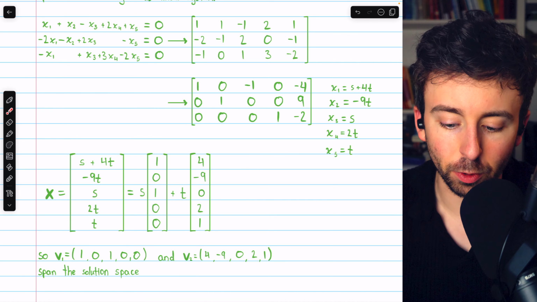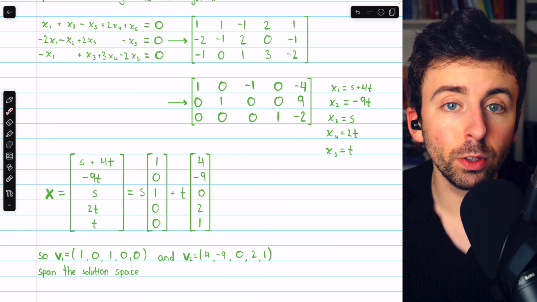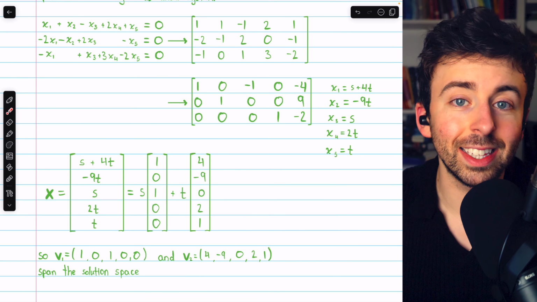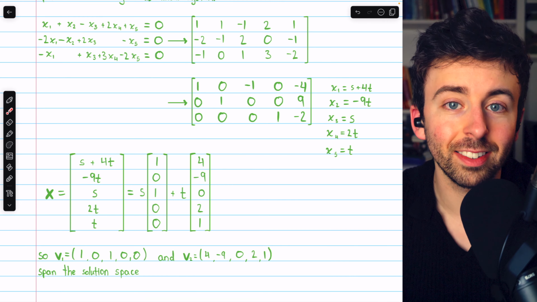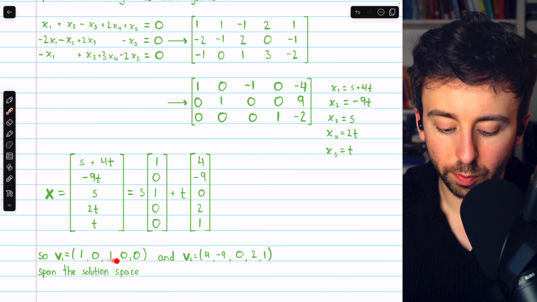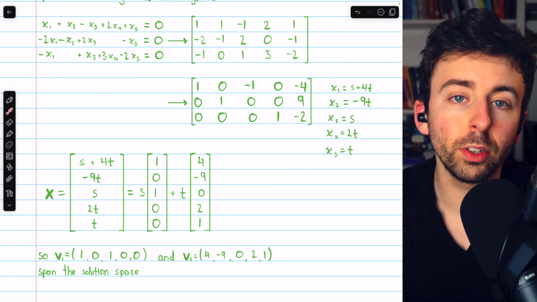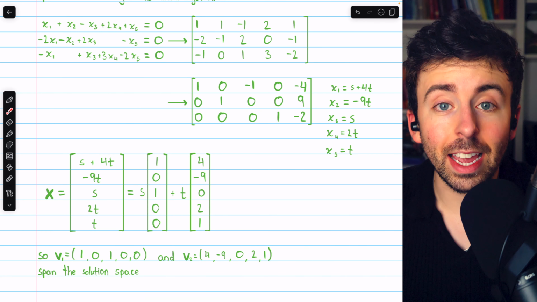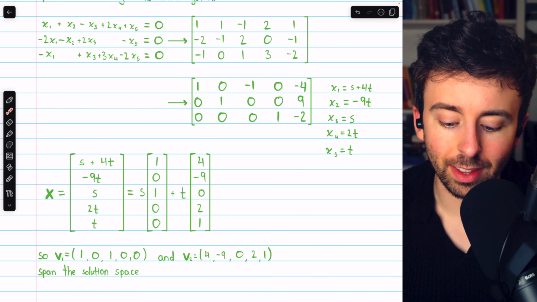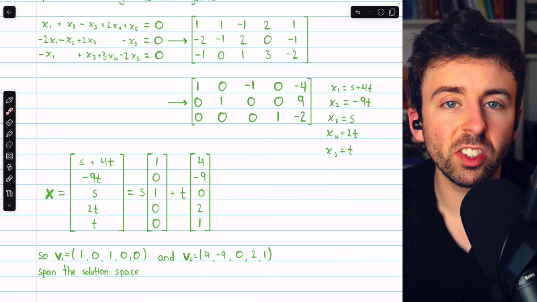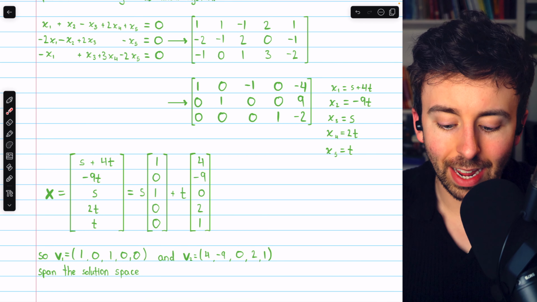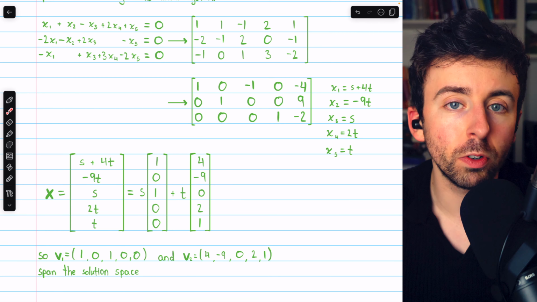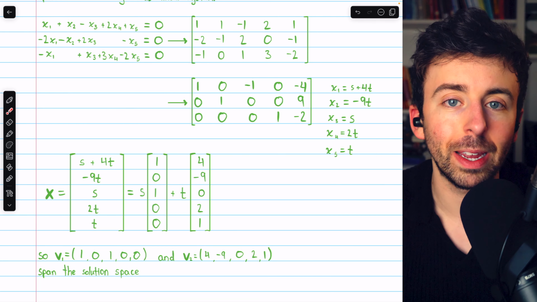So these 2 vectors together span the solution space. By combining multiples of these 2 vectors, we get the entire solution space to this system. So it's these 2 vectors, which we could call v1 and v2, that span the solution space. However, are the vectors linearly independent? The answer is yes. It's pretty easy to see that these vectors are not scalar multiples of each other, so they are linearly independent, and hence these 2 vectors together form a basis for the solution space. Hence, the dimension of the solution space is 2.